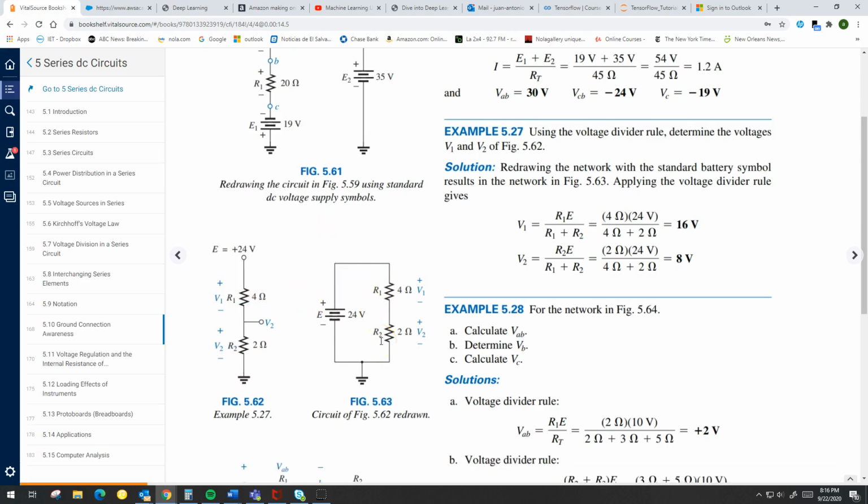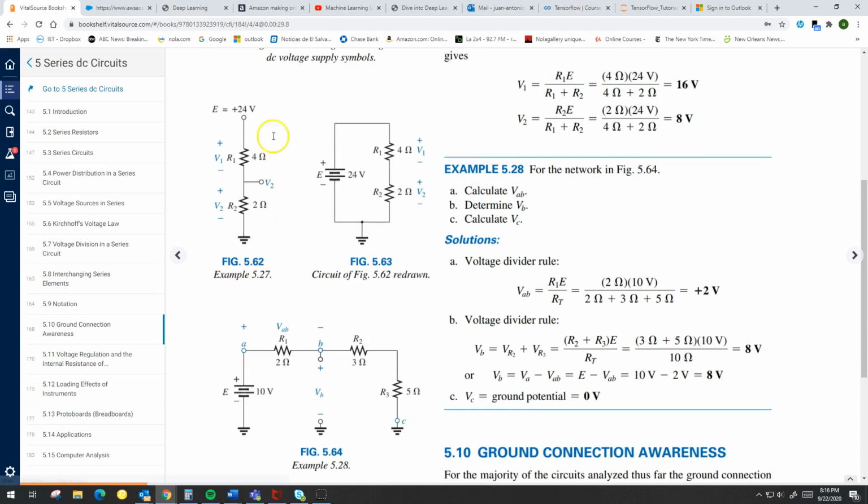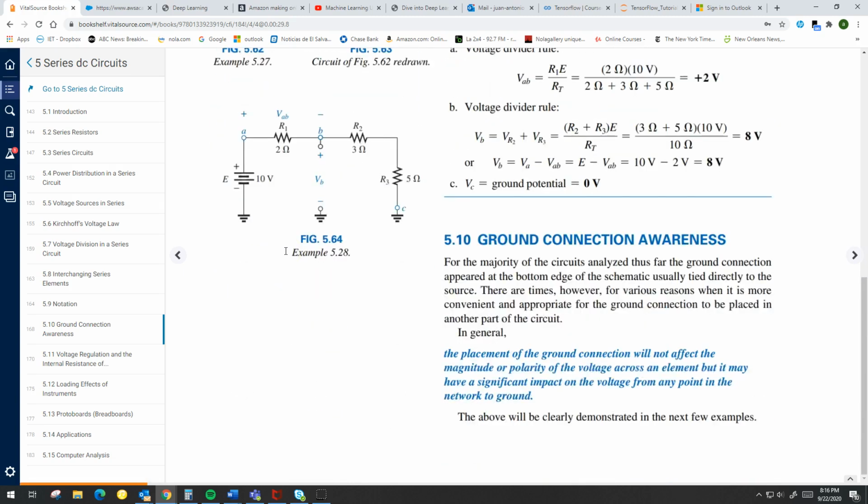But it's important that you understand this drawing on the left as being the same as this drawing on the right. So knowing that, then you can simply apply voltage division and say, well, V1 is equal to R1 divided by the sum times 24. V2 is R2, or 2, divided by the sum, 6, times 24, or 8 volts. Okay? So again, the notation is important, and the way of drawing the circuit.